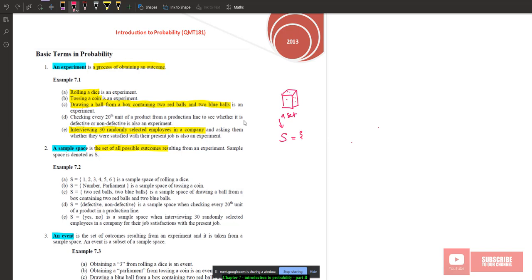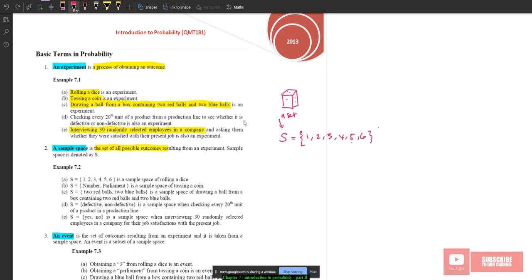A set should contain brackets and then the elements inside. The elements are all possible outcomes. So if you're rolling a die, all possible outcomes of the die are the elements of the sample space. For example, a die has six sides: 1, 2, 3, 4, 5, and 6. So we have six possible outcomes, and these six possible outcomes are the sample space.